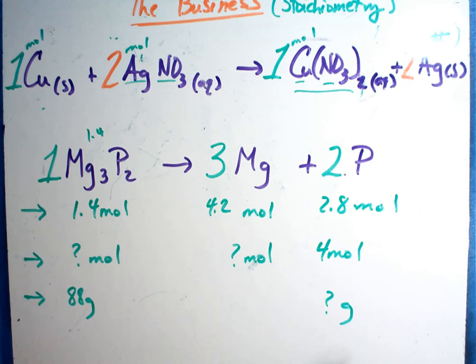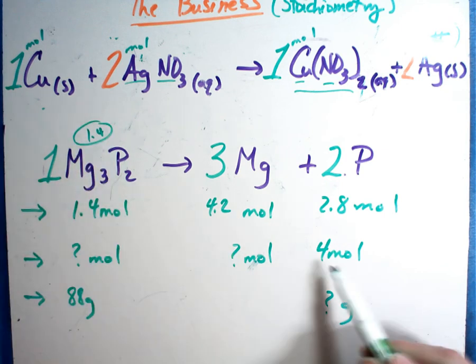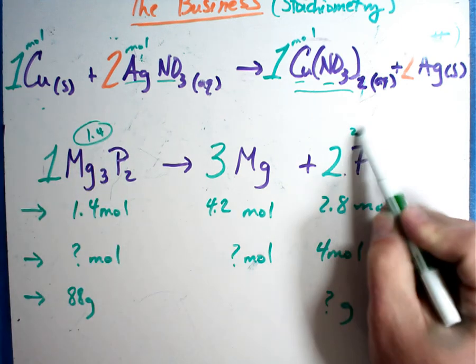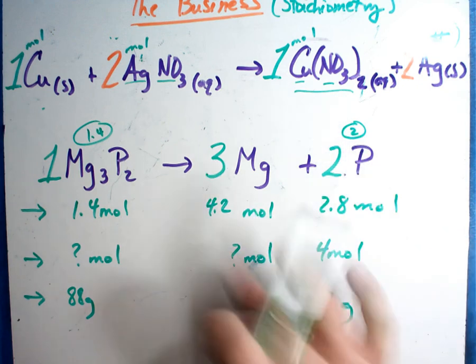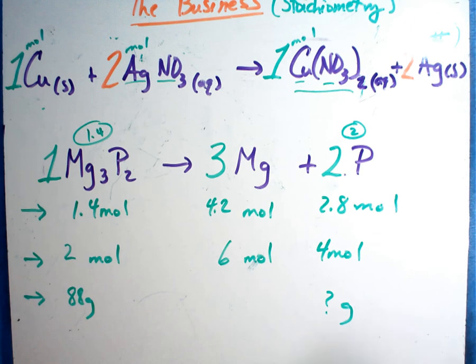Second question, you might have even been able to do in your head as well. Now notice in the first one I took 1.4 divided by 1 to figure out the change. I'm going to do the same thing here. 4 divided by 2 is a change of 2. 2 times 3, this answer is 6 moles. 2 times 1, that's an answer of 2. That one you could do in your head.